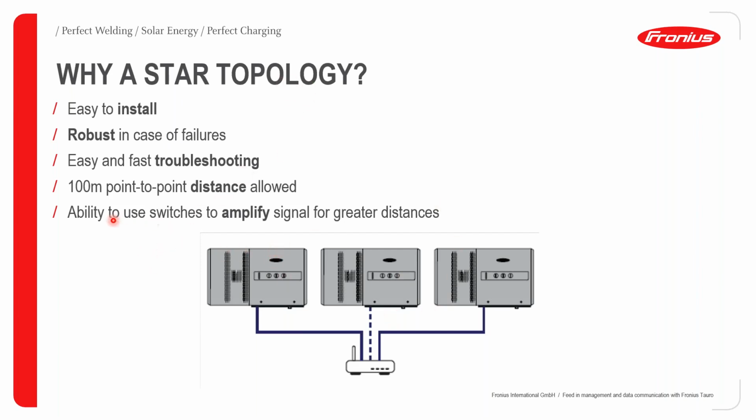With the star Ethernet topology, we also have a maximum distance of 100 meters point to point. And this will really allow us to have good flexibility in our system design. We also have the ability to use switches to amplify signal for greater distances. So if you do exceed the 100-meter distance, you can use a switch to amplify your signal to go further than 100 meters.